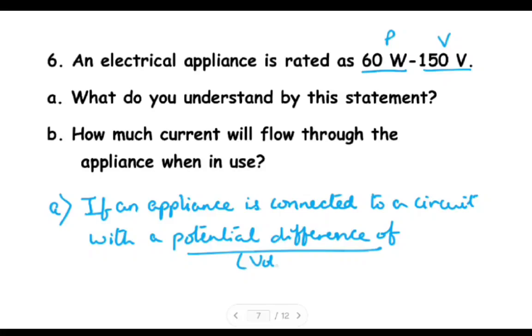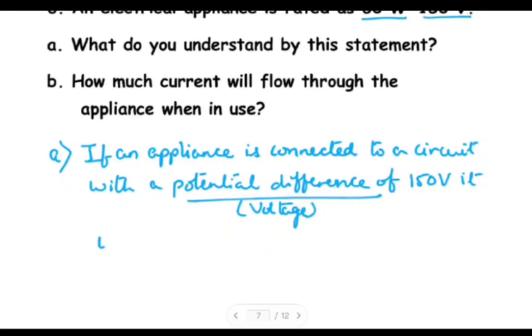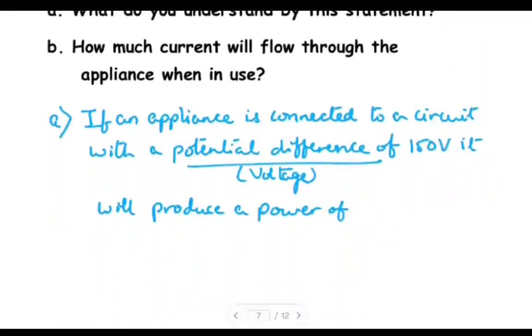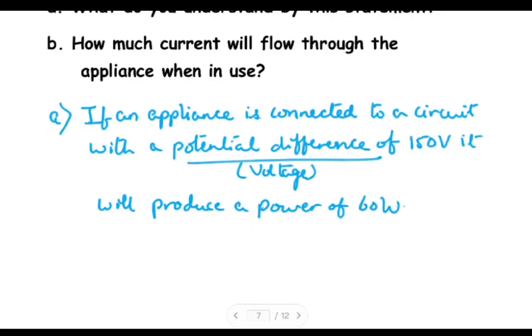instead of potential difference you can write voltage also, of 150 volts, it will produce a power of how much? 60 watts. Okay, in 1 second. All right, this is what it means.